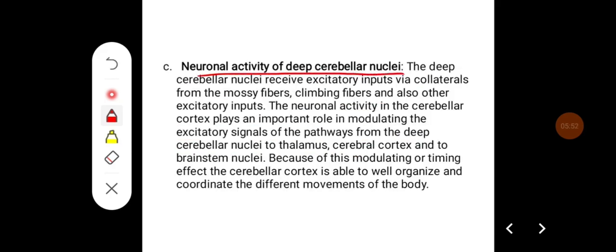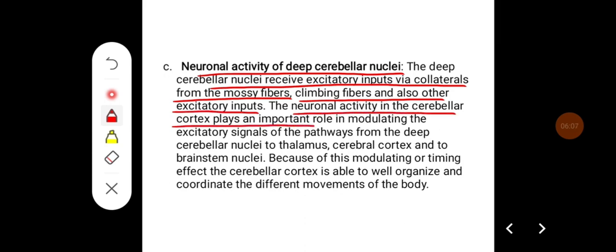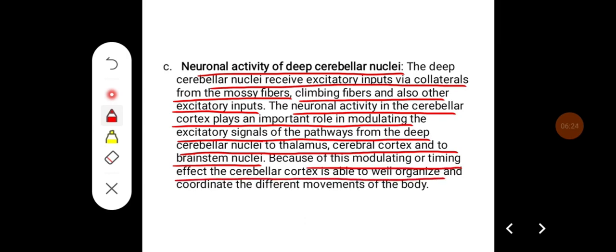Neuronal activity in the deep cerebellar nuclei. The deep cerebellar nuclei receive excitatory inputs via collaterals from mossy fibers, climbing fibers, and also other excitatory inputs. The neuronal activity in the cerebellar cortex plays an important role in modulating the excitatory signals of the pathways from deep cerebellar nuclei to thalamus, cerebral cortex, and to brainstem nuclei. Because of this modulating or timing effect, the cerebellar cortex is able to organize and coordinate the different movements of the body.